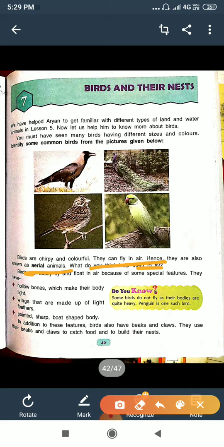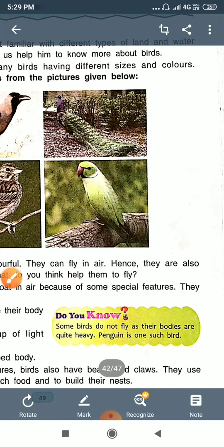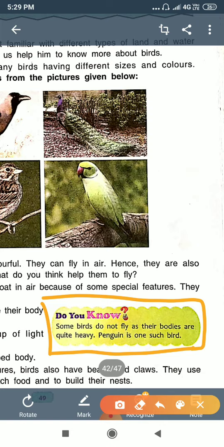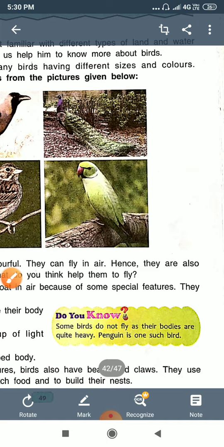Okay, now see this, do you know some birds do not fly. This is also very important. Some birds do not fly as their bodies are very heavy. The example is the penguin. You can see the penguin can't fly. Why? Due to the heavy body. Okay, this you have to learn.